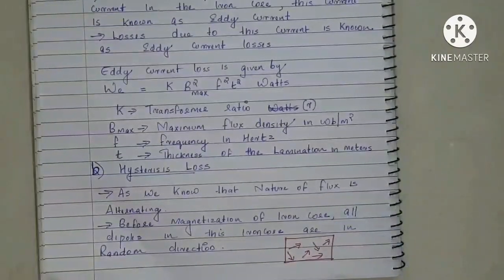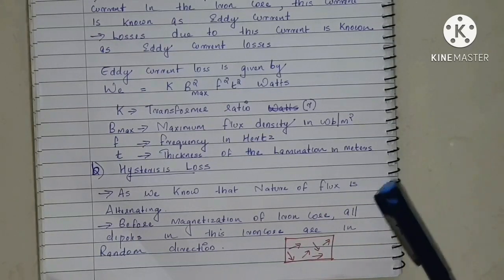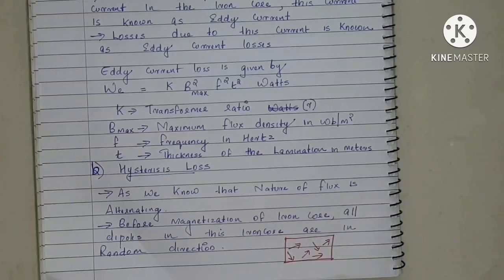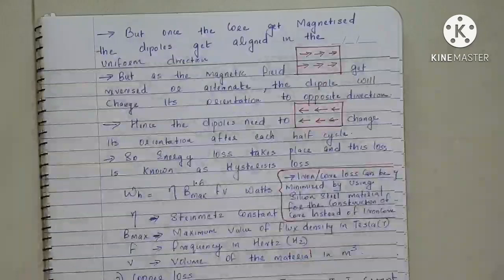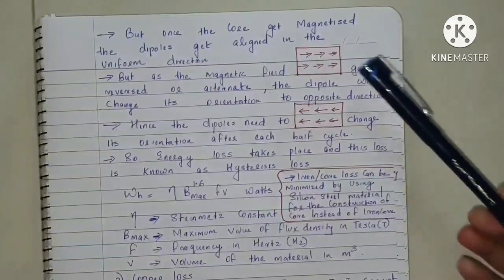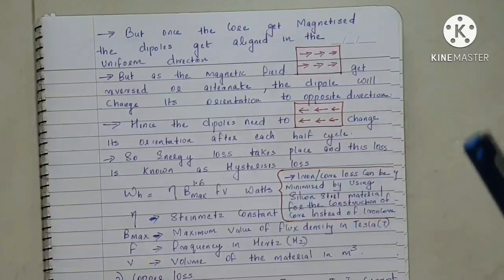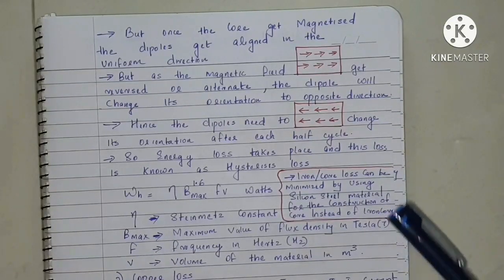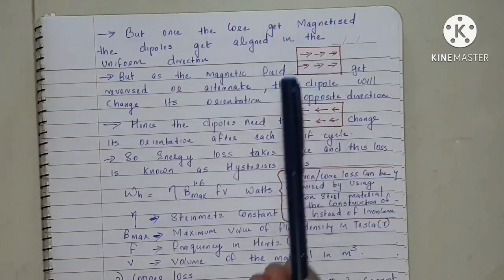What is hysteresis loss? As we know, the nature of flux is alternating. Before magnetization of the iron core, the dipoles inside the iron core, which are nothing but charge carriers, are in random direction. But once the iron core gets magnetized, the dipoles inside the core get aligned in a uniform direction like this.